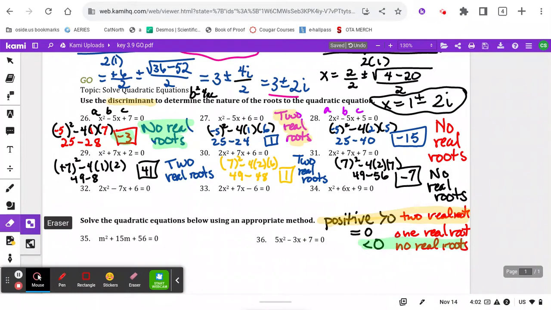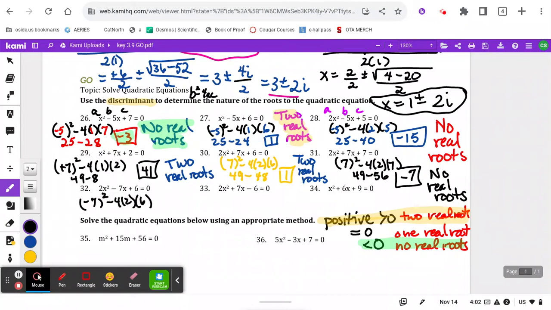Okay, next one, B squared minus 4 times A times C. 49 minus 48 again. Hang on. 4 times 2 times 6 is 8 times 6. Gosh, we keep getting the same answers. When I get a discriminant of 1 or a positive discriminant, it's 2 real roots.